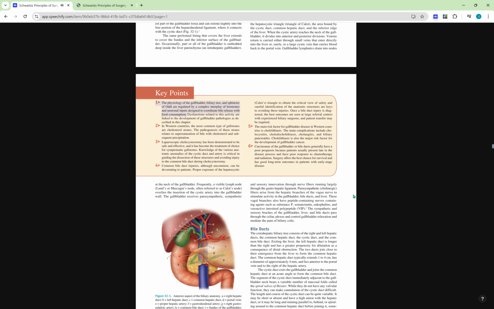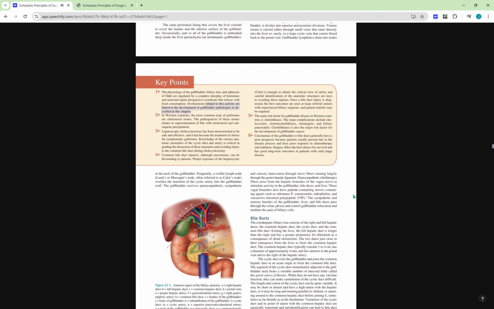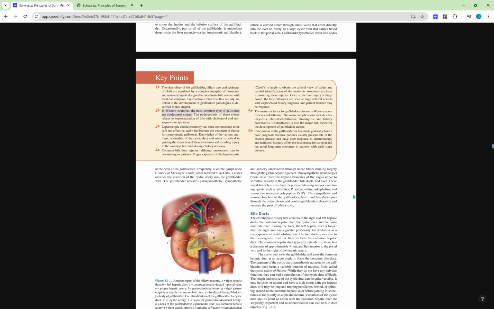Dysfunctions related to this activity are linked to the development of gallbladder pathologies as described in this chapter. 2. In Western countries, the most common type of gallstones are cholesterol stones. The pathogenesis of these stones relates to supersaturation of bile with cholesterol and subsequent crystallization.